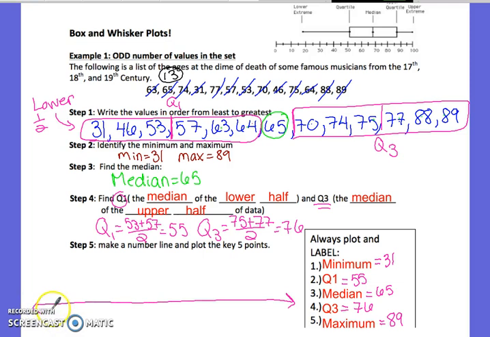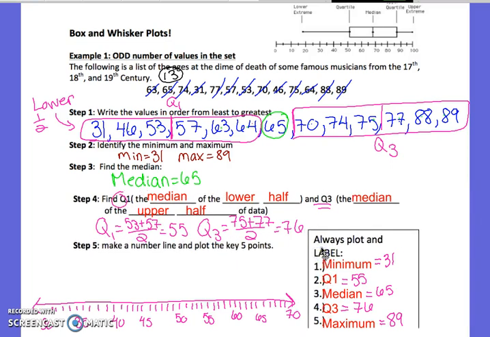And I'm going to start at 30. And I'm going to go by fives. 31, 32, 33, 34, 35, 36, 37, 38, 39, 40, 41, 42, 43, 44, 45, 46, 47, 48, 49, 50, 51, 52, 53, 54, 55, 56, 57, 58, 59, 60, 61, 62, 63, 64, 65, 66, 67, 68, 69, 70. Looks like I'm going to have to move to put my data in a better spot. So I'm going to go ahead and move that.